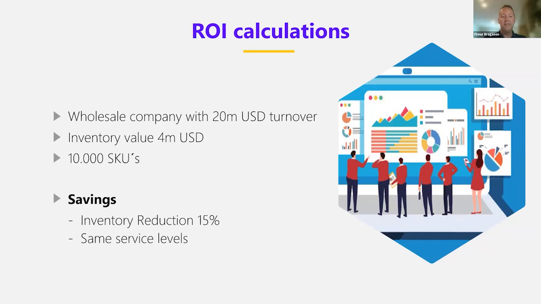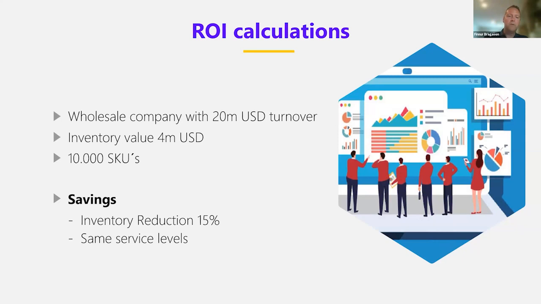Now, of course, this is based on the same service levels, because it's quite simple to reduce inventory. You just simply buy less, but then of course you will have stockouts. But comparing statistical forecasting to min-max methods or average methods or simple algorithms that don't take into account seasonality and fluctuations in demand, this is what we're seeing on average.